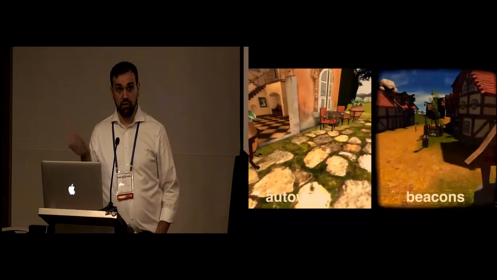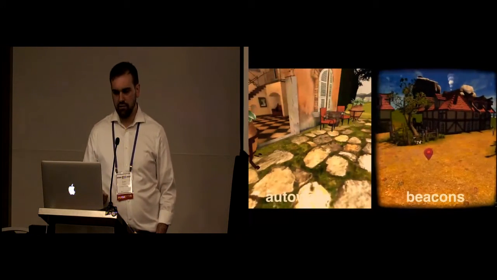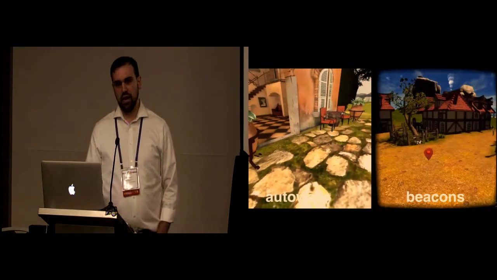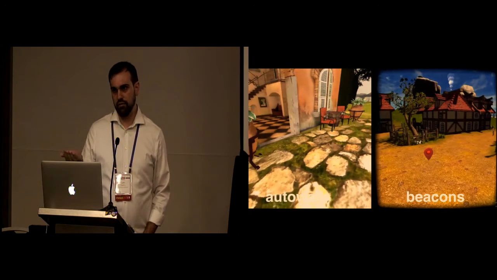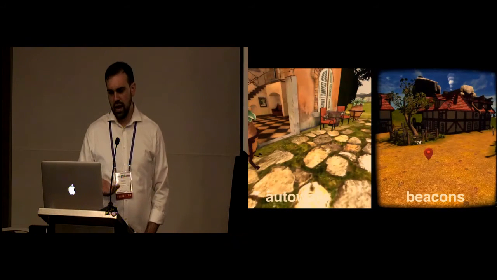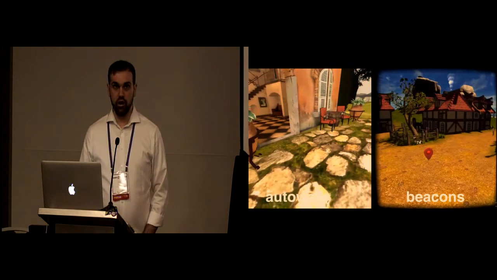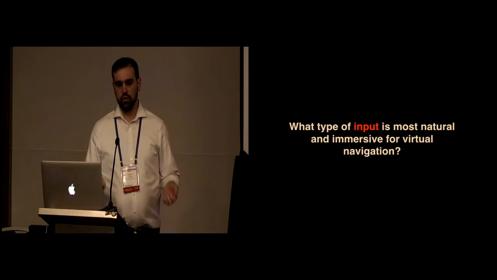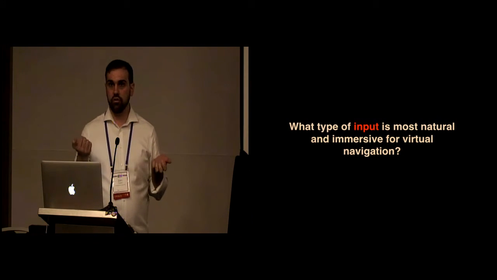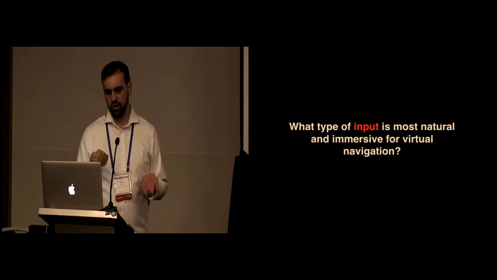These obviously work, but they're far from immersive. When you have to look down to activate a button, you are pulling yourself out of the current environment, forcing yourself to look somewhere else. And the beacon-based approach severely limits where you can actually go. You don't have the freedom to move around in your environment at all. You just have to go wherever the beacons have been generated. So we asked the question, what type of input is the most natural and immersive for virtual navigation, specifically in mobile VR?